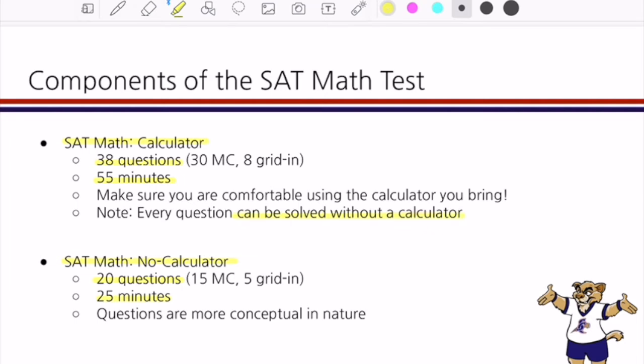Make a note on this one that there are actually some calculator questions that are solved more easily without using a calculator. Part of what you want to do when you're getting ready for the SAT math test is practice how a calculator can help you make certain computations more efficiently, but sometimes calculators can slow you down, and so you want to think about that while you're getting ready for the test.